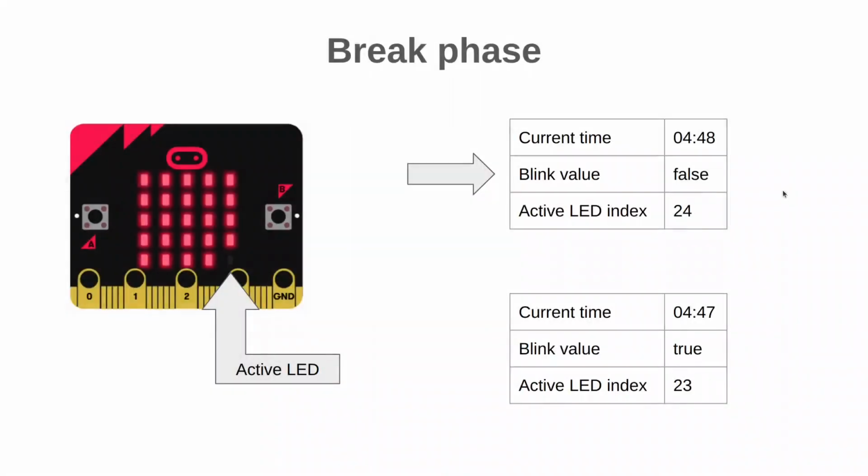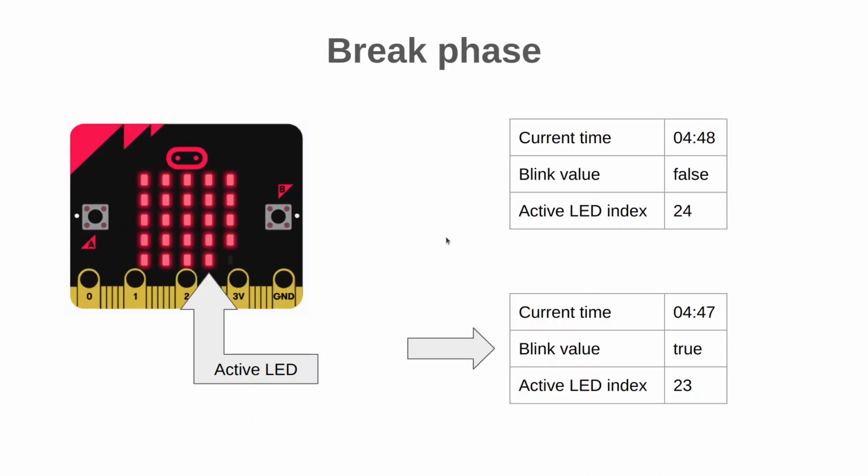Now let's see the example for the break phase, because here we have a different situation, and it's the transition period where the blink value is set to false, and in the next tick the active LED will move to the left with the new blink value set to true. This time it looks like our Pomodoro timer didn't work for 1 second, like it made a longer pause, but in reality the blink value should be set to false.